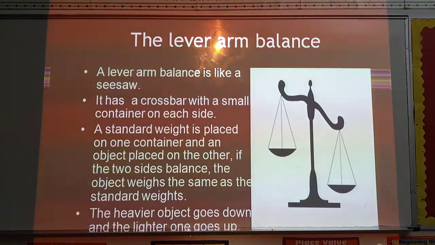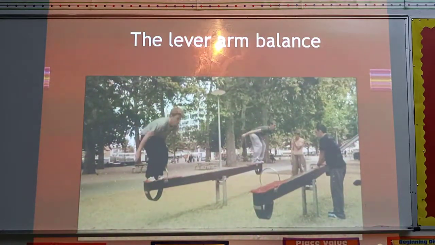Now, apart from that, the heavier object always goes down and the lighter one goes up. Okay, so if two objects are placed here, the heavier object is going to pull its side down while the lighter object is going to come up. Okay, now let's watch this video.